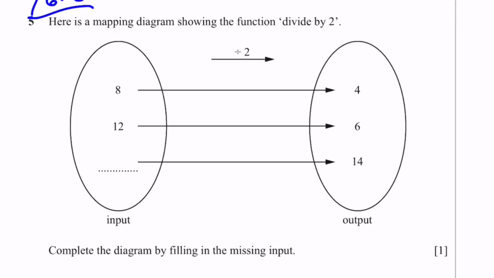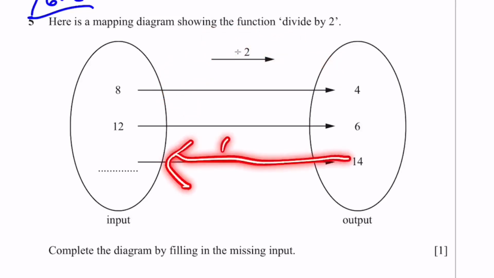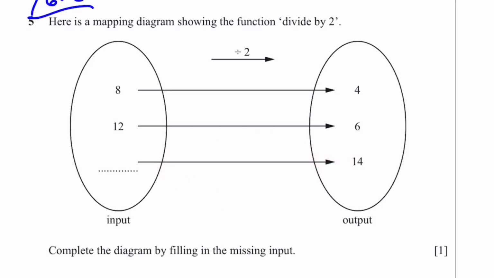Question 5. Here's the mapping diagram showing the function divide by 2. Complete the diagram by filling in the missing input. So if you go this way, it's divide by 2. If you go this way, it's the inverse operation, which is multiply by 2. So if you go this way, 14 times 2 is equal to 28. That's why 28 is the answer.